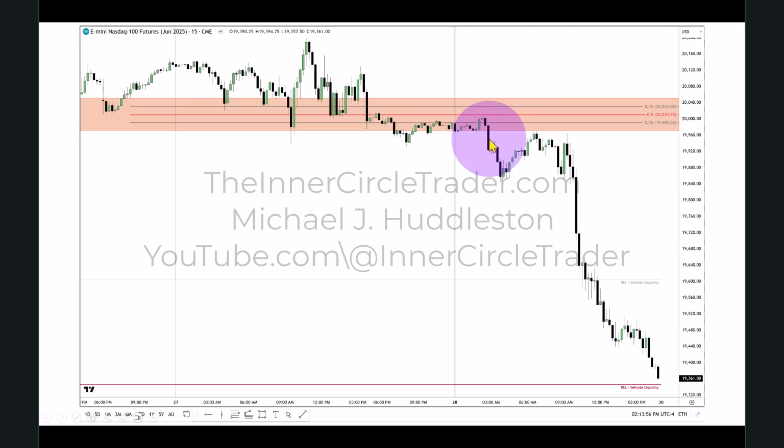So the fair value gap that forms after the validation of the inversion fair value gap, that's when you want to start your position. And then any opportunity you can add to it, you can do that.